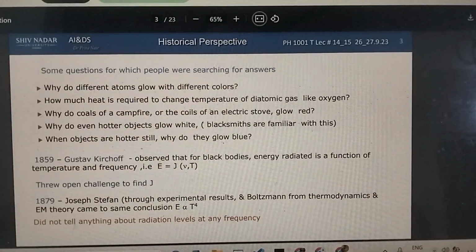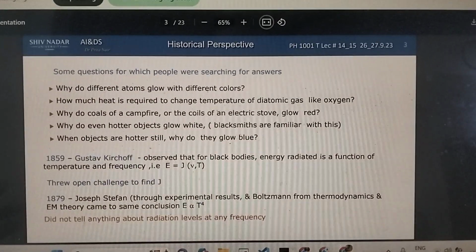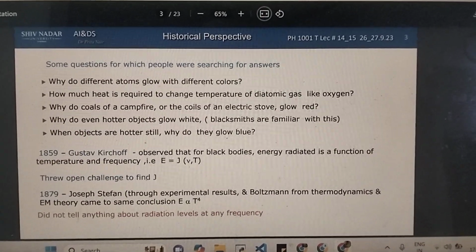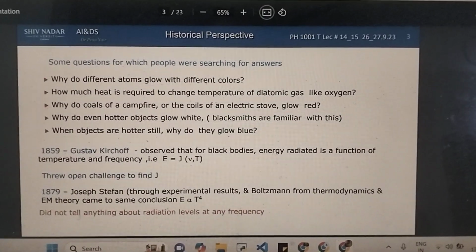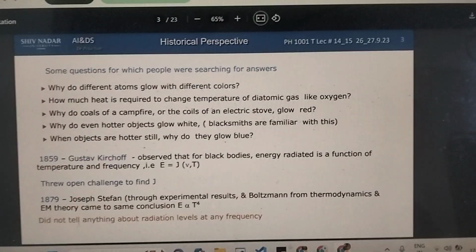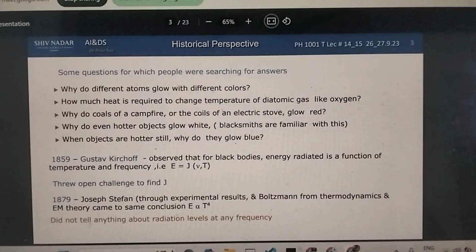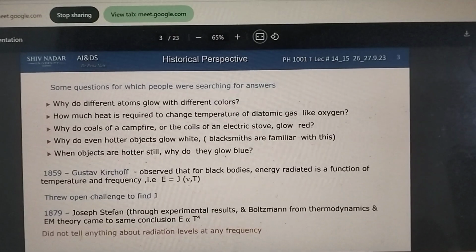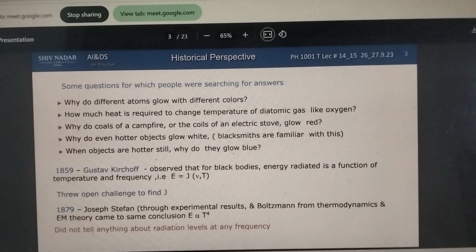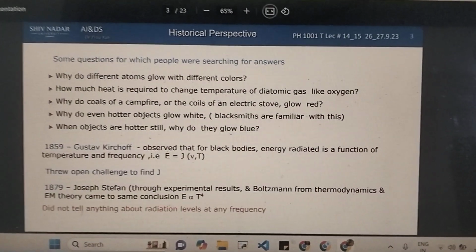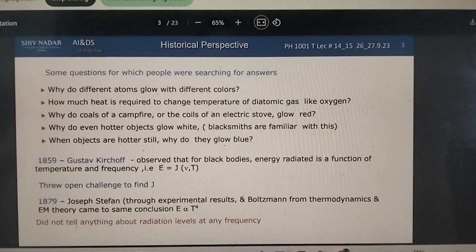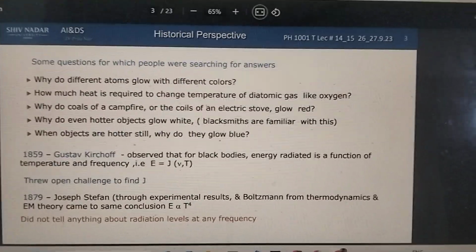So that was an introduction to what quantum is. We now look at how quantum evolved. On the slide on your screen, you can see some questions for which physicists were looking for answers. If you look at the questions, you'll notice that there are two things which are common across all these questions. One is temperature and the other is color. So there is some mention of temperature or heat and some mention of color in all of these questions.